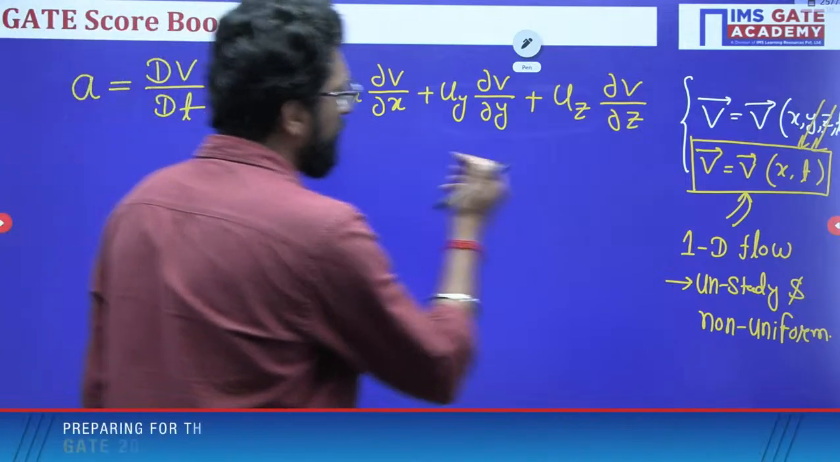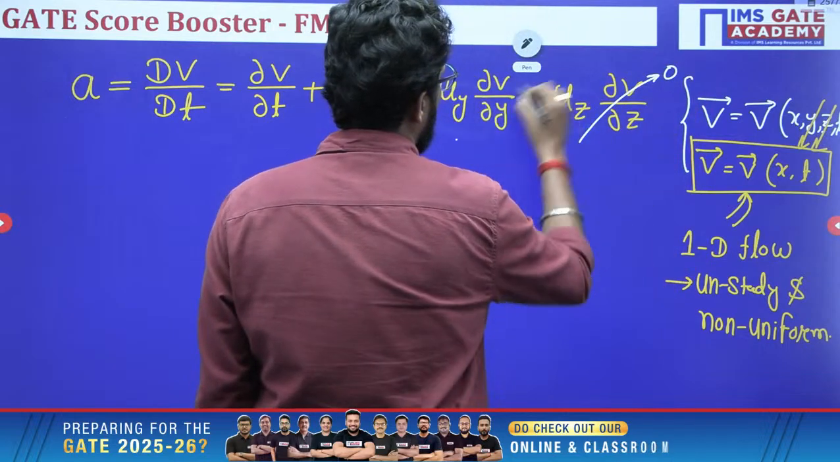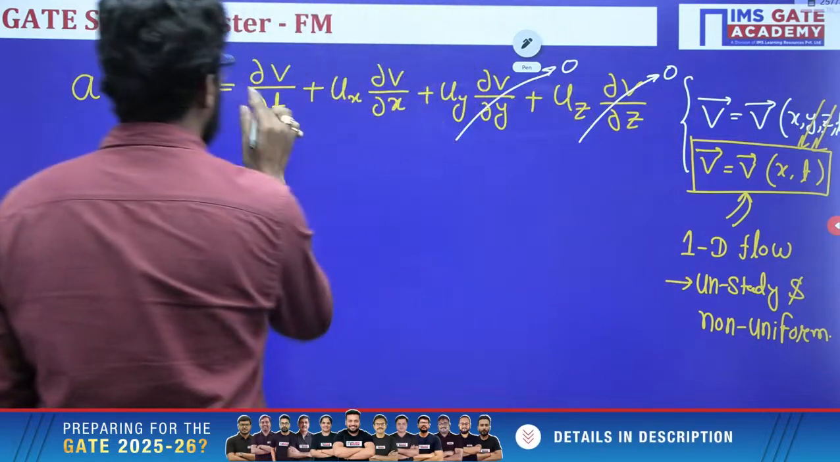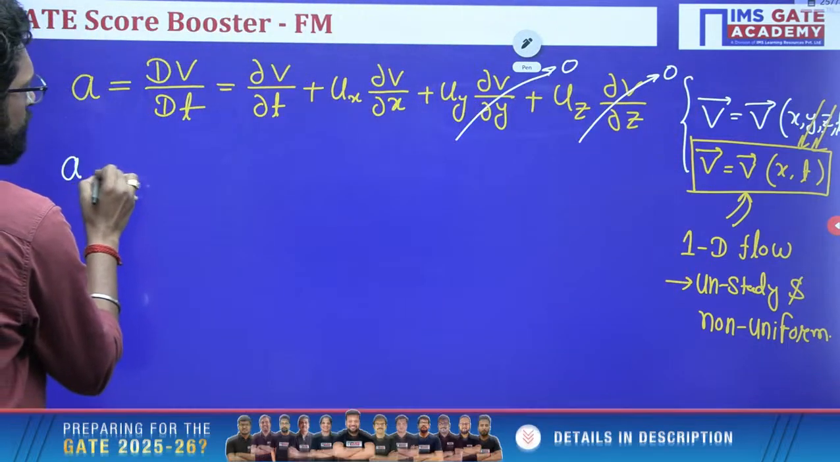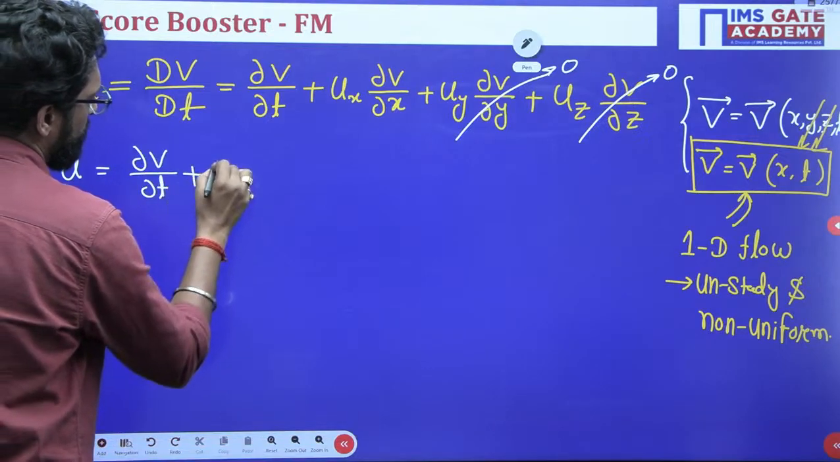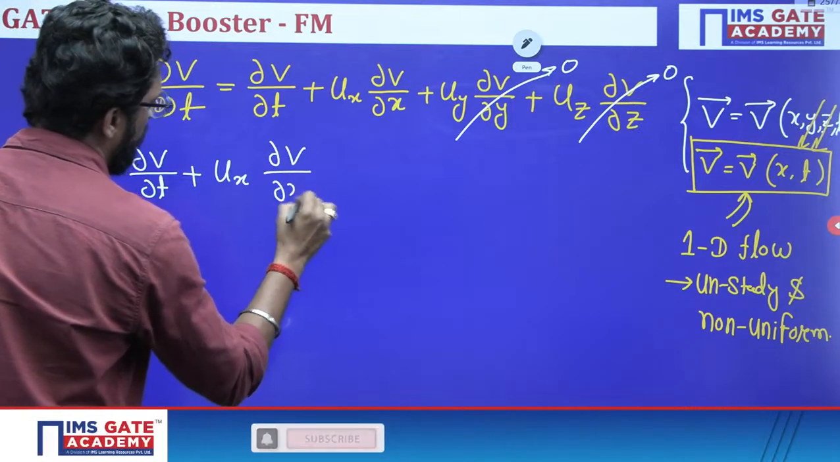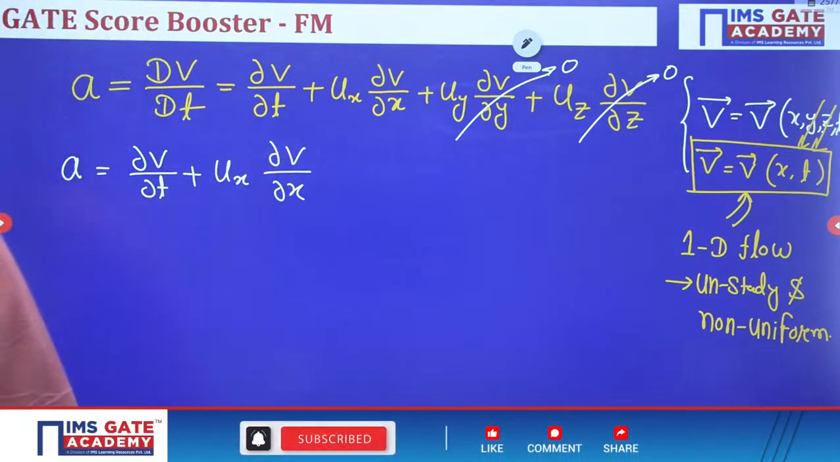So 1D flow. So this is 0. There is no component in the y direction. This is 0. Only this one. So acceleration is dou v by dou t plus velocity in x direction times dou v by dou x.